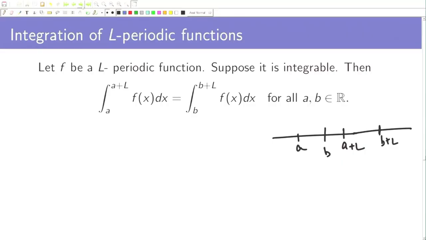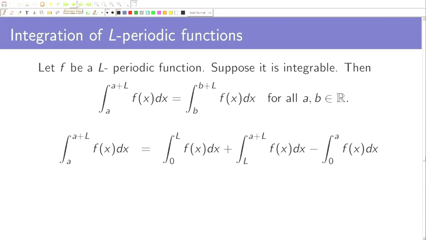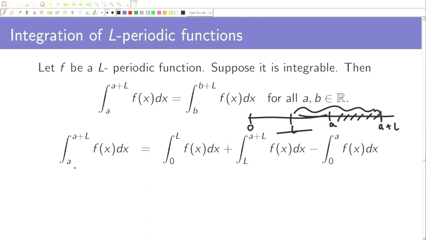The proof most of you might have seen, so let us just recall it quickly. On the left hand side I have the integral from a to a plus L f of x dx. I write this as the integral from 0 to L f of x dx, and f is defined everywhere, plus the integral from L to a plus L. Now I want to get back the integral from a to a plus L, so I need to subtract the part from 0 to a. Therefore, this is going to give me the integral from a to a plus L.